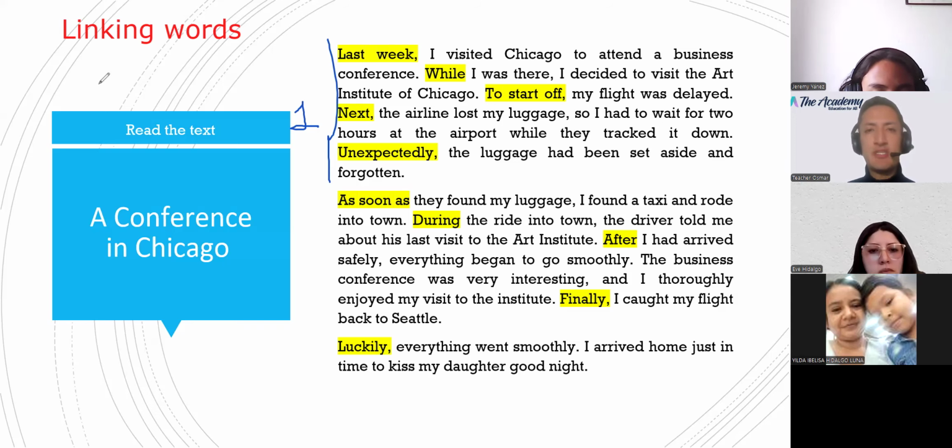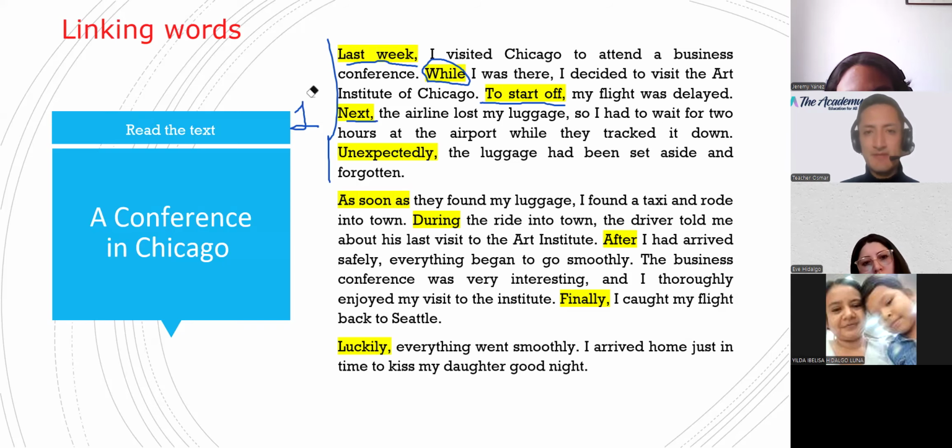So can you tell me, Jeremy, what is the meaning of the highlighted words? Let's start with the first. What is last week? That is easy. And yours, Manu? Very good. While. Mientras. Excellent. To start off with, para empezar. Excellent. Very good. The next one. Next, luego, después. Very good. And finally, unexpectedly, inesperadamente. Excellent.